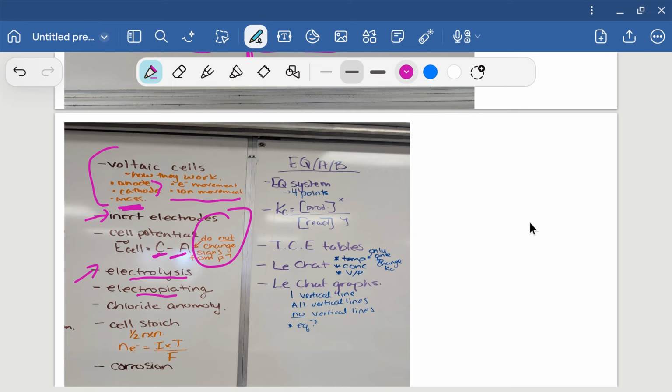You also want to remember the chloride anomaly, meaning if you are undergoing electrolysis, that if you had a choice between water and chlorine, even though water is a stronger reducing agent, chlorine will reduce first. So choosing between those two RAs, pick chlorine. Cell stoic, you only need a half reaction, and you want to remember this formula and go from there. And then lastly, corrosion. That theory on corrosion, like what is your sacrificial anode? How do you protect your cathode and things like that.